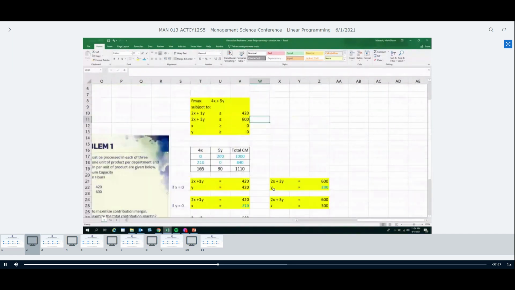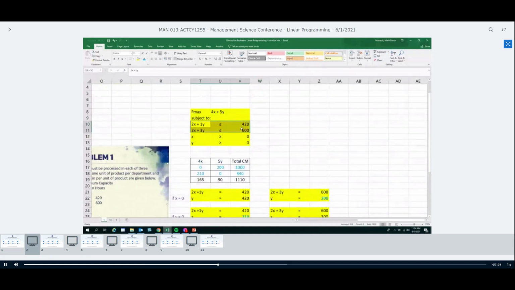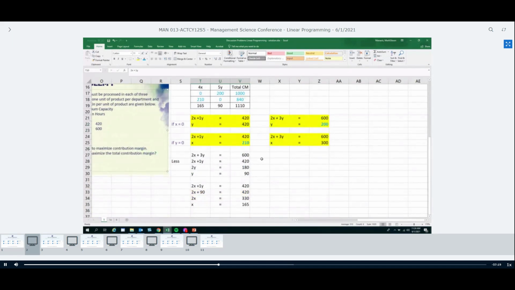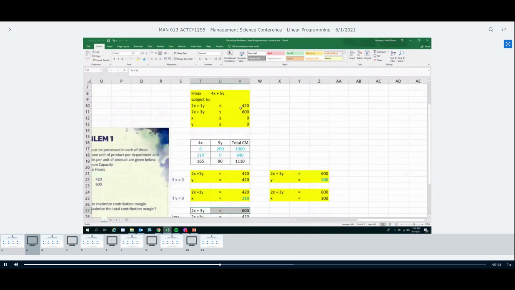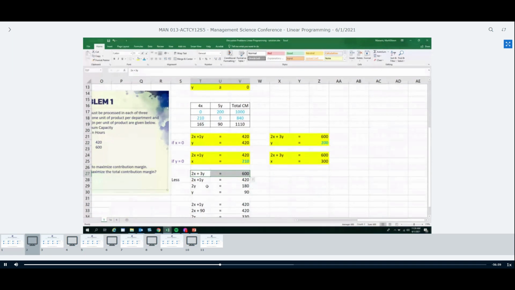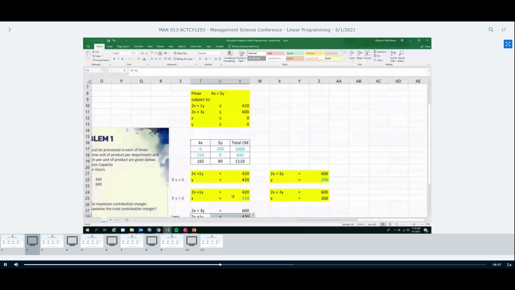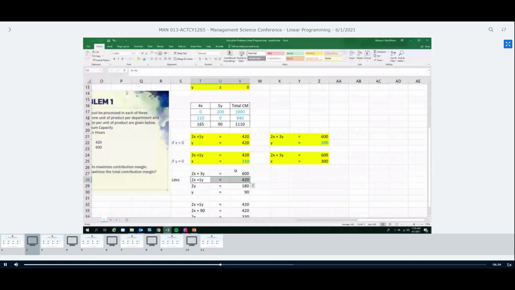Pero paano ba natin gagawin yun, no? So, meron tayong dalawang equation. Yun pa rin naman, yung constraints. Let's combine it and then calculate for y and x. Sige. Paano yun? Kailangan natin kunin yung difference, no? So, meron tayong equation 1, that's 2x plus 1y. And then equation 2, 2x plus 3y. Ang ginawa ko lang class, nilagay ko sa taas yung mas mataas para walang negative, no? So, yan pa rin naman yun, no?